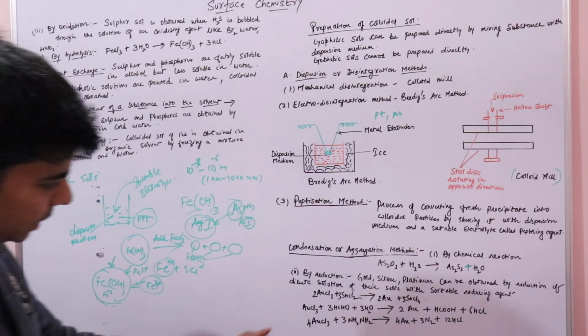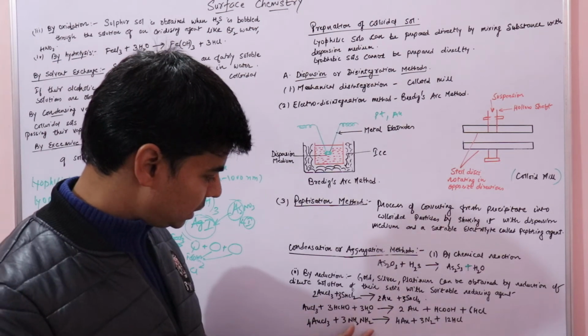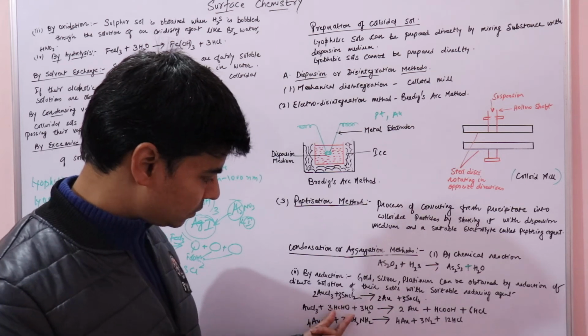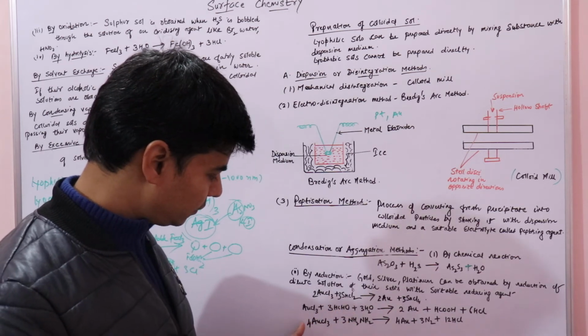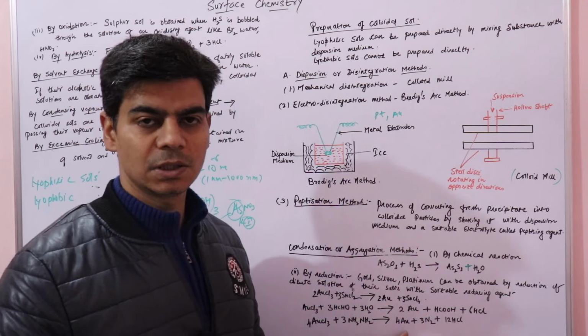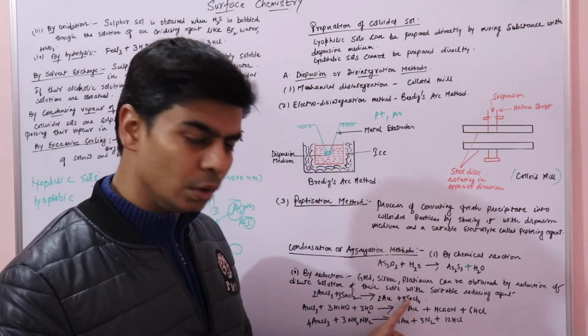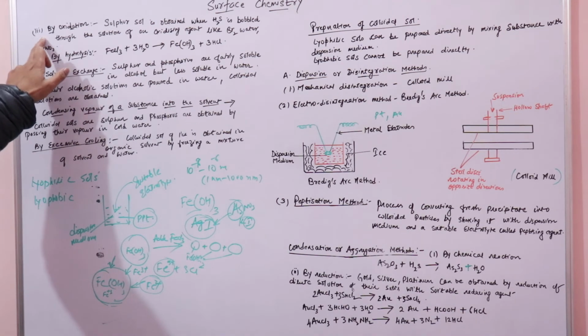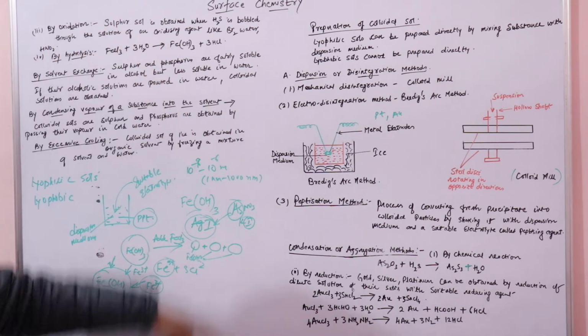Then you have another method where you can use hydrazine, NH2NH2 is your hydrazine, or formaldehyde. When this hydrazine or formaldehyde is reacted with gold chloride, it will again change into gold of colloidal range, right? The other is your oxidation method, where you can prepare this sulfur sol, right?